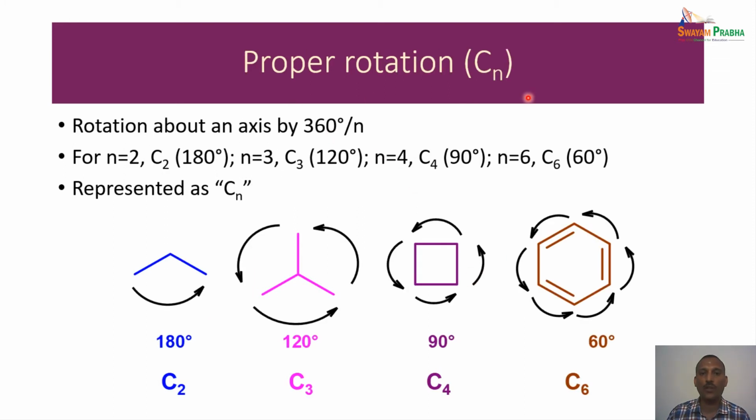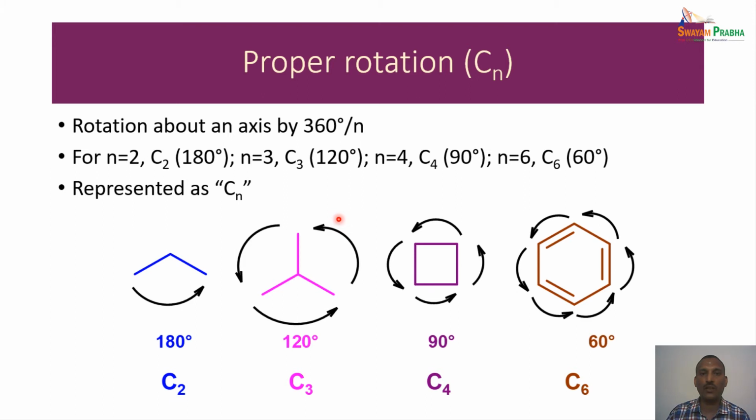Then we have proper rotation. This is basically the rotation about an axis by 360 by n. If we take a water molecule, here a 180-degree rotation gives the same identical structure. So we say this has a C2 symmetry. And if we take a borane molecule, rotating 120 degrees produces the identical image. So we say this has a C3 axis, the cyclobutane ring has a C4 axis, and benzene has a C6 axis.